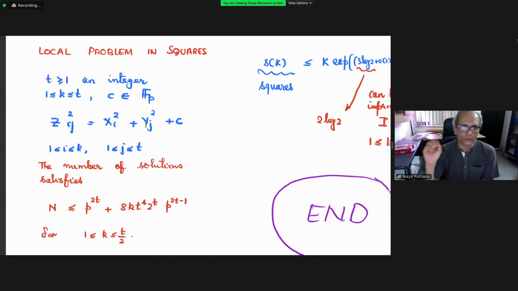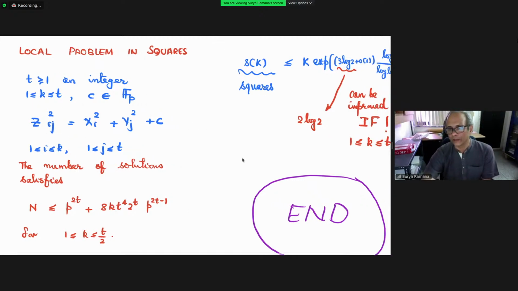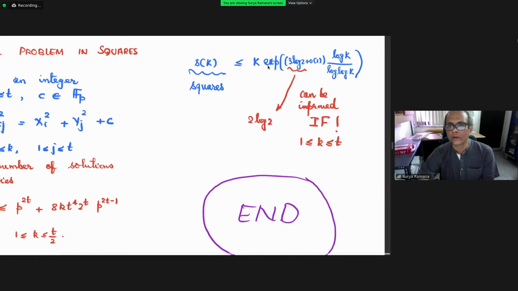And to get the optimal fudge factor, at least by this method, you need an optimal count for the number of points on this variety. So for squares, we had a bound which is k exponential 3 log 2. If the correct count for the number of points on this could be obtained, you could simply copy the rest of the method and you would get 2 log. Whether you get log 2 itself, I really do not know whether log 2 is the correct answer or not.